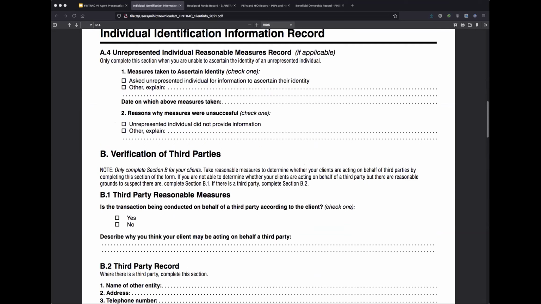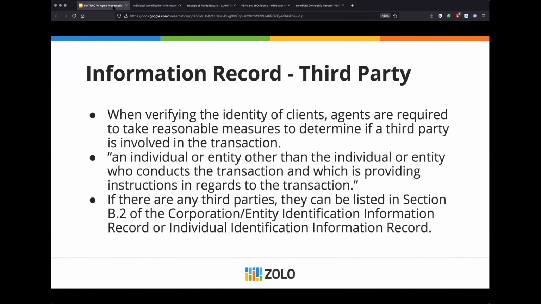Now, section B is the verification of third parties. It's very important for you to be able to identify third parties in a transaction. When verifying the identity of the clients, agents are required to take reasonable measures to determine if a third party is involved in the transaction. A third party is defined by Fintrac as an individual or entity other than the individual or entity who conducts a transaction and which is providing instructions in regards to the transaction.